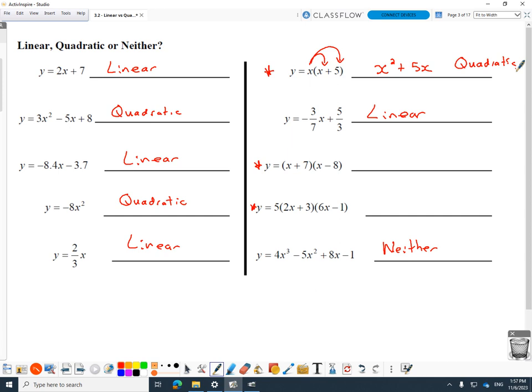I'm going to multiply this one. This next one down here, x plus 7, x minus 8. I'm going to multiply it out in a second. But can anyone look at it and know what's going to happen? What's going to happen to this thing?